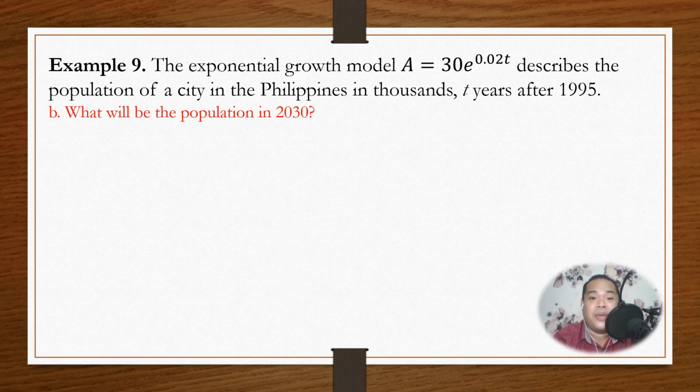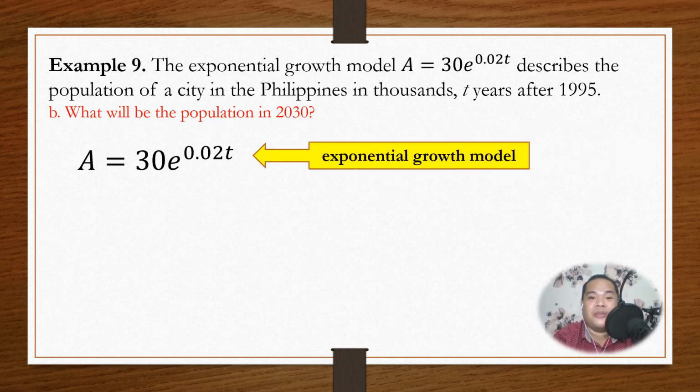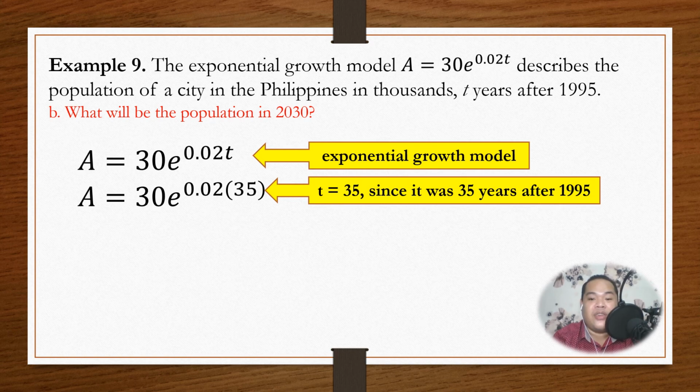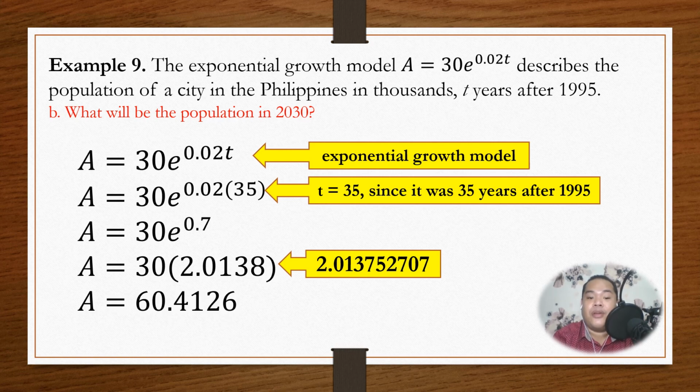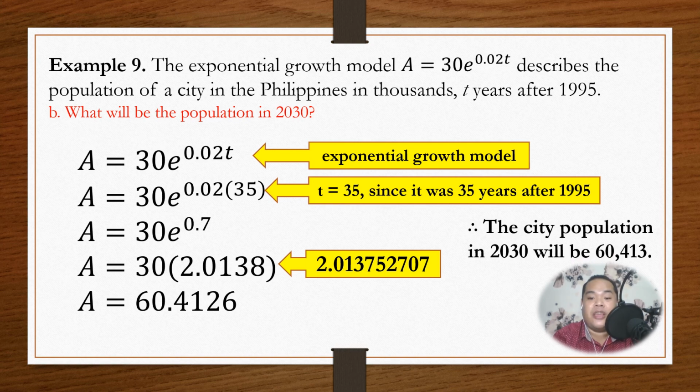Now, let's try solving for B. What will be the population in 2030? Of course, we make use again of the formula, the exponential growth model. We substitute t by 35 because it was 35 years after 1995. We multiply 0.02 by 35, we get 0.7. e to the power 0.7 is 2.0138. It's exactly 2.01375 2707. Times 30, you will get 60.4126. Therefore, the city population in 2030 will be 60,413.